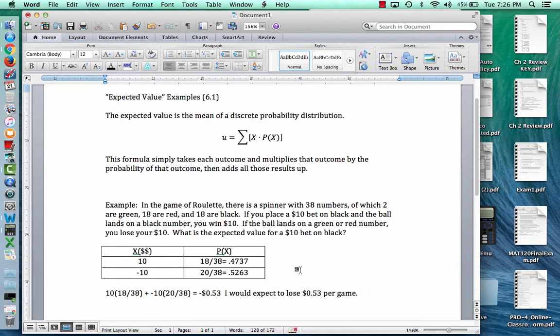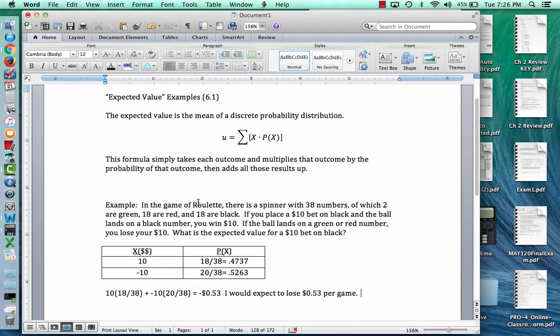No. Remember, the expected value is an average, and an average of a probability distribution is the long-term average. So if you bet a $10 bet on black over and over and over again, eventually you're going to lose 53 cents per game. Sometimes you'll win, sometimes you'll lose, but in the long run, you're going to lose.